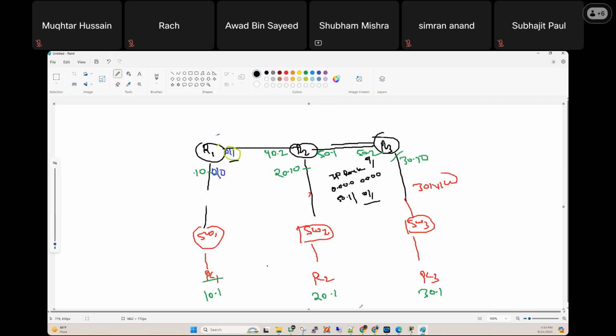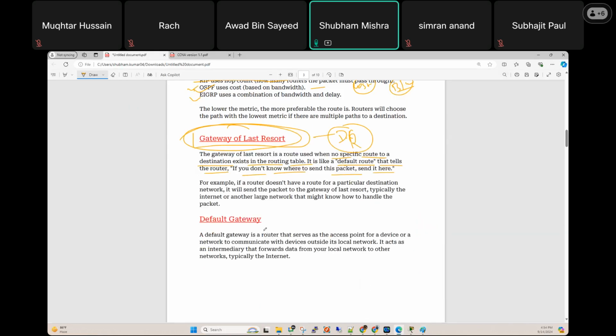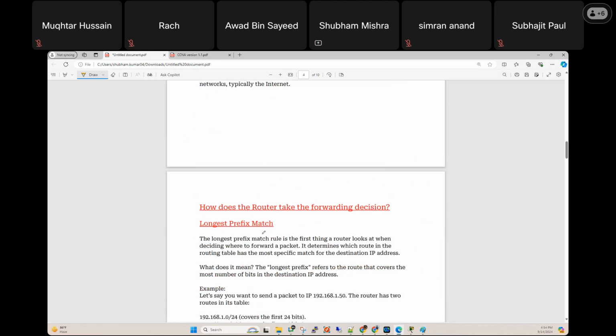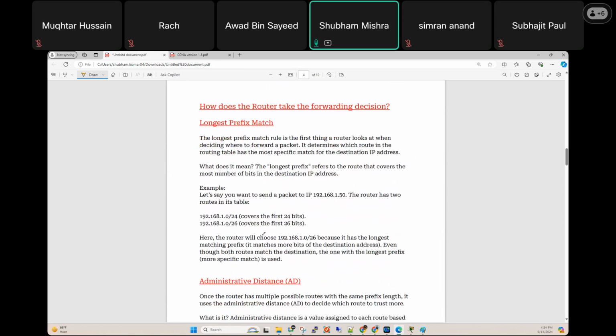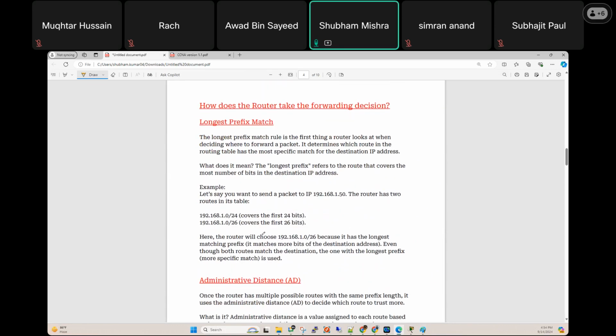Okay, I hope this is clear to all of you about the default gateway. Sorry, default route. Are they clear now, everyone? Now the next thing is, how does the router take the forwarding decision? This is the basic question, and many interviewers will ask you this. If a router receives any packet, how will it take the forwarding decision?